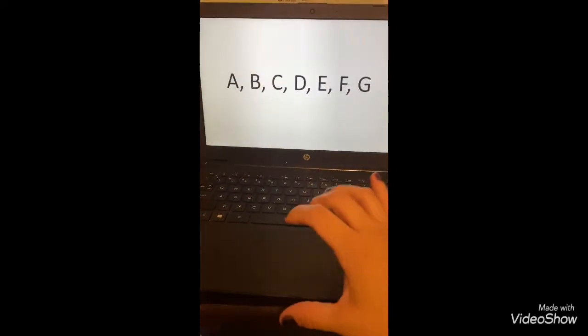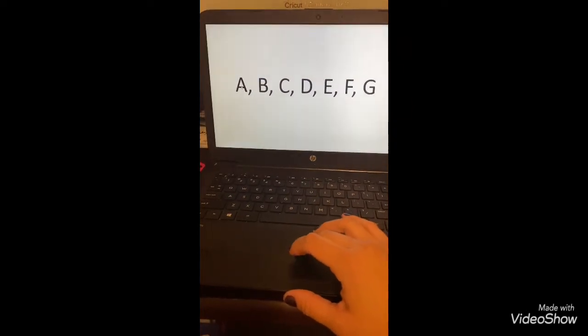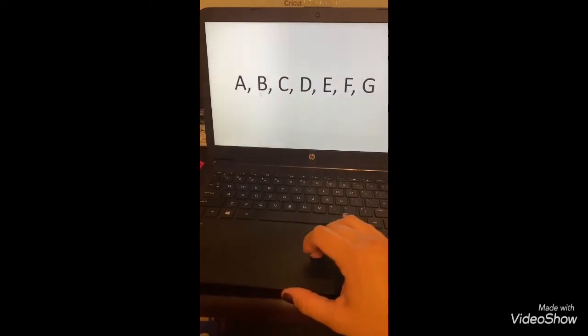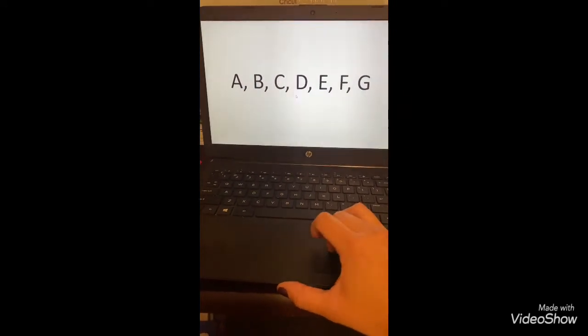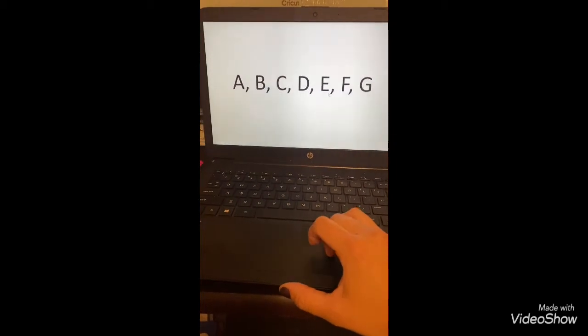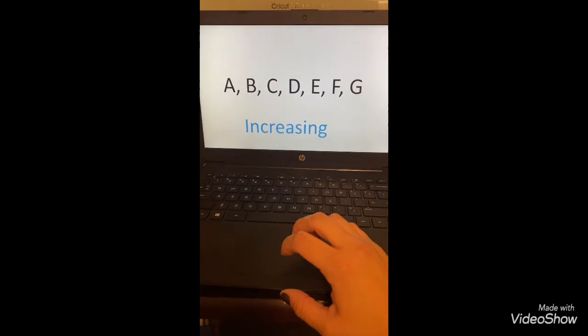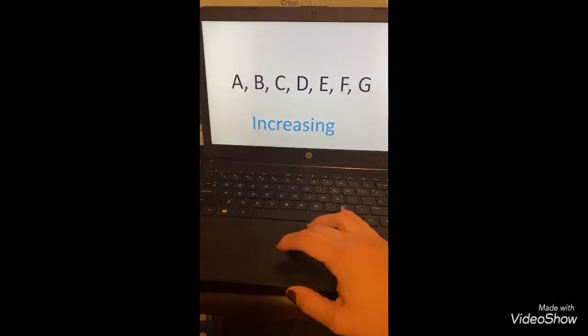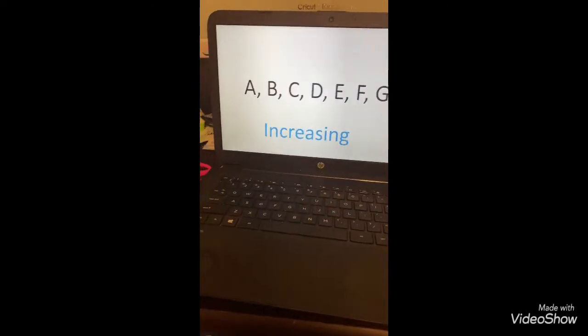Okay. Now this is different. These are letters. So this is an alphabet pattern instead of a numeric pattern. Let's take a look here. Okay. We have A, B, C, D, E, F, G. Just like we're singing the alphabet, right? So are we increasing or are we decreasing? Increasing. The letters are going up. So this pattern is increasing. Good job, friends.